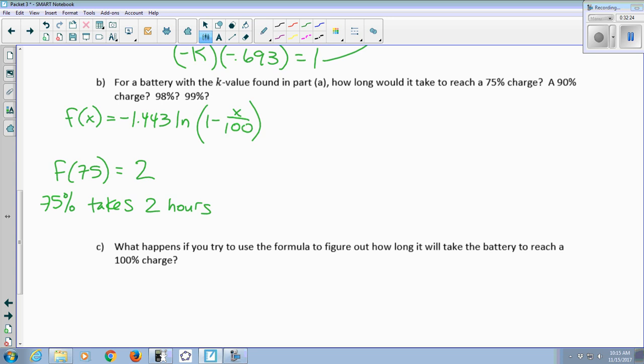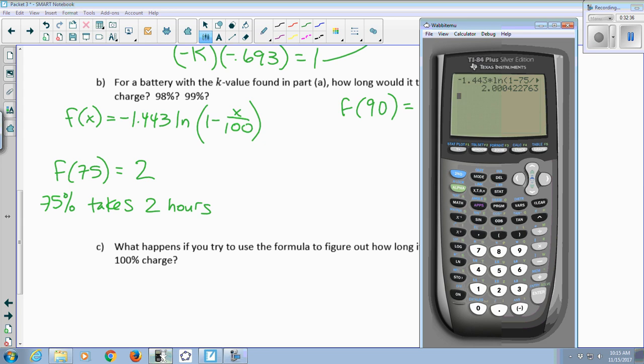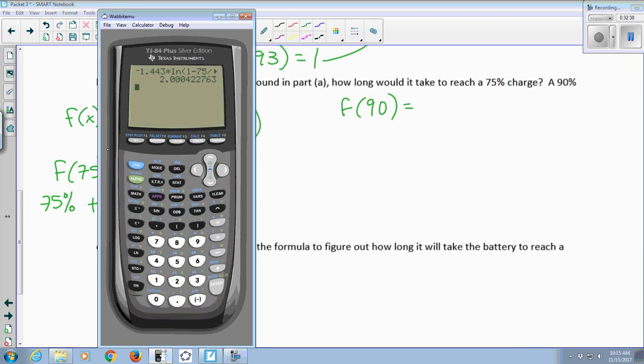Okay, let's check for a 90% charge. So we already knew 50% takes an hour, 75% takes 2 hours. F of 90% charge. So exactly what I just did before. I'm going to use a little trick on my calculator to pull up what I typed before, and I'm going to replace the 75 with a 90. And that takes about 3.3 hours.